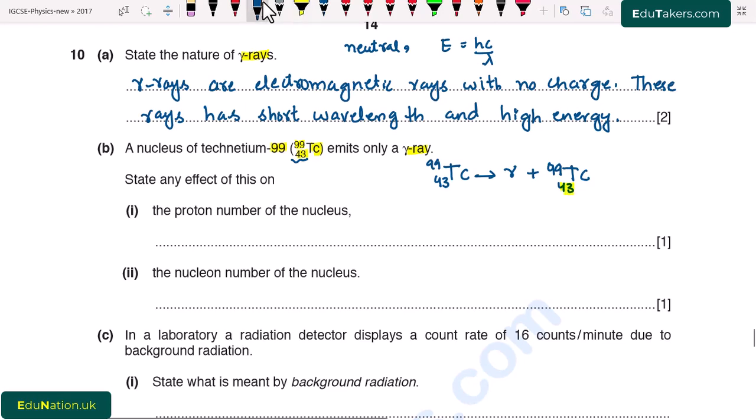So I write here there will be no change in the atomic number of the nucleus. It remains the same. So I write here, no change in the proton number.